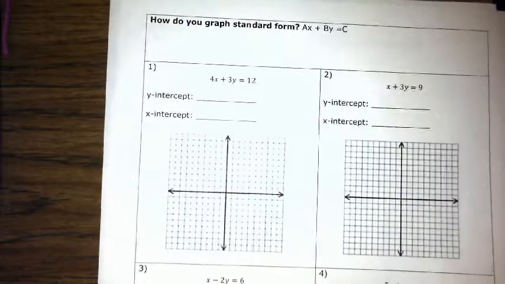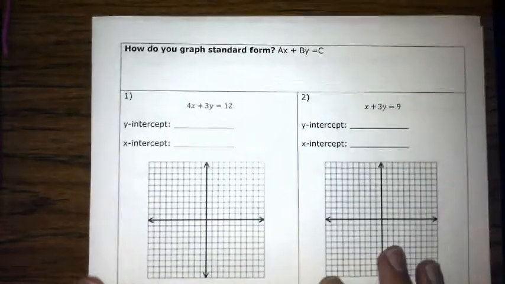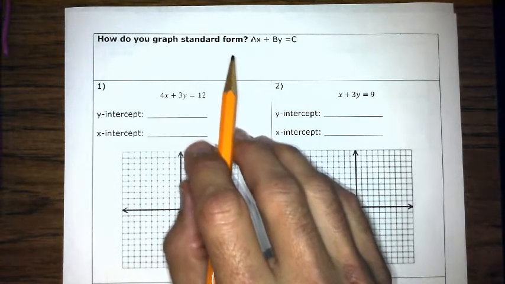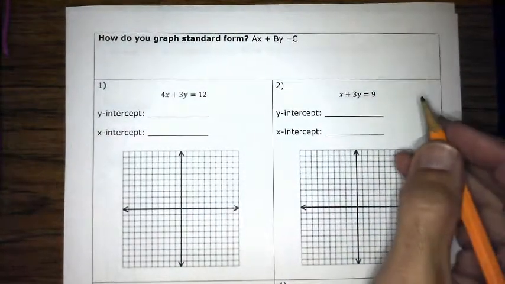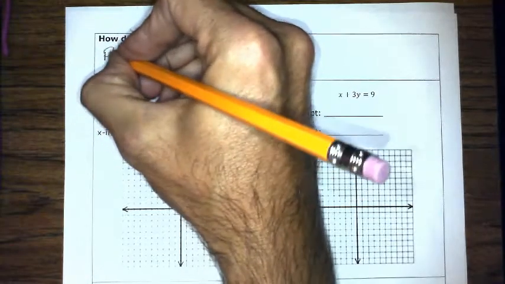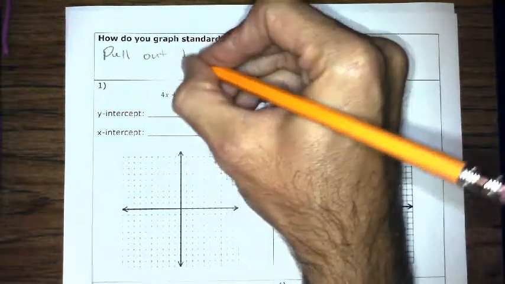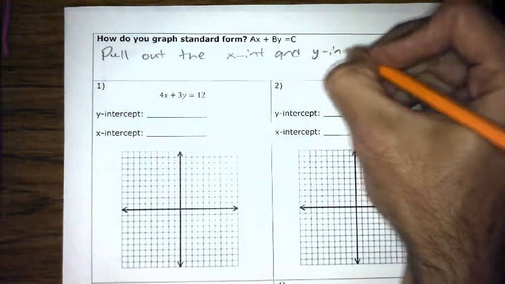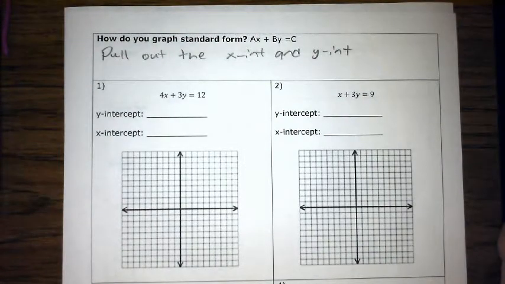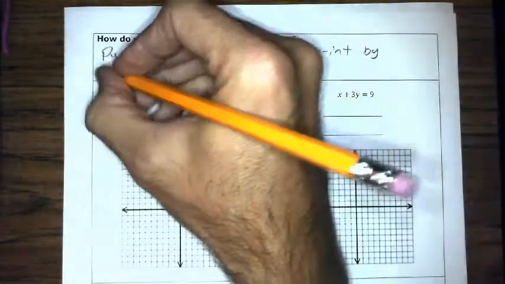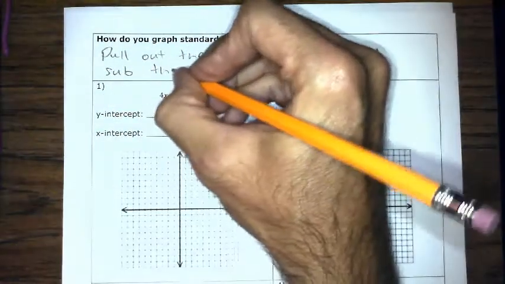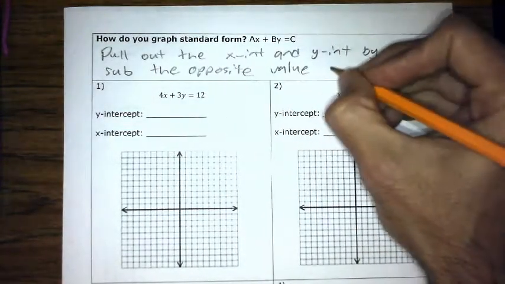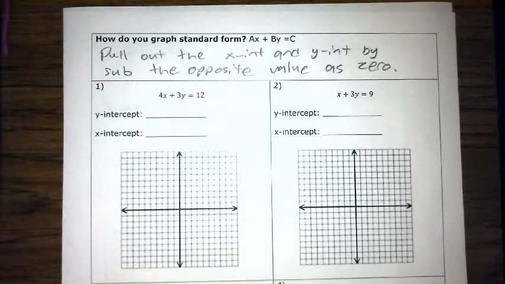Okay, now we're going to graph them. Well, before we graph, let's go ahead and answer this question here. How do you graph them? Well, that's very simple. You need to pull out the X and Y-intercept. Okay? And you do this by substituting the opposite value as 0. Let's show you how to do that.